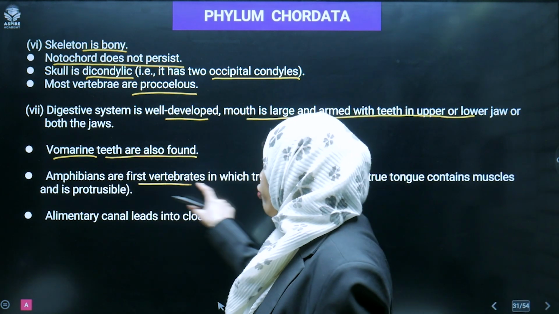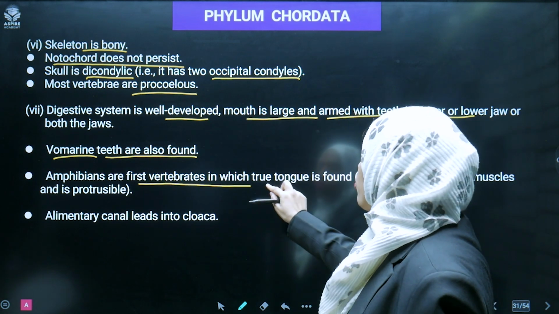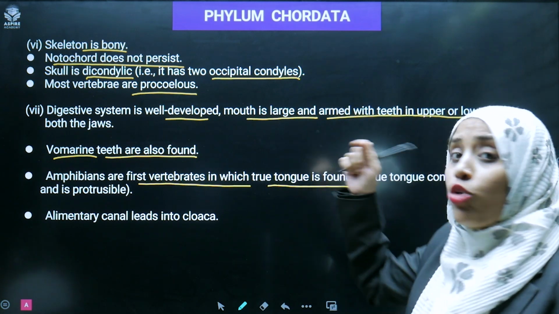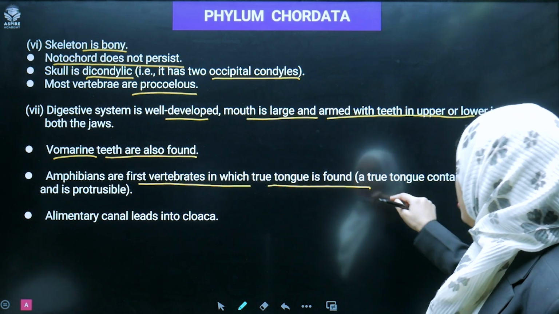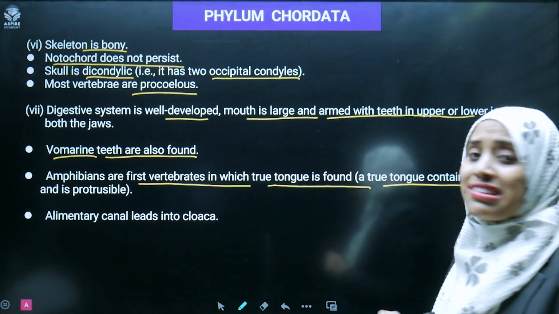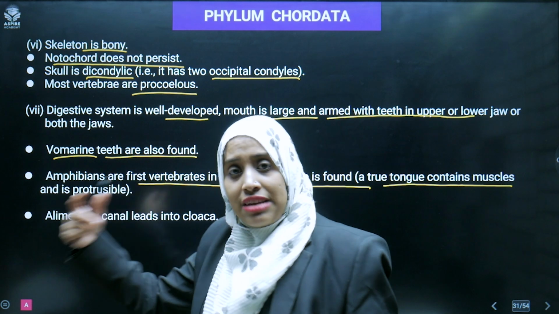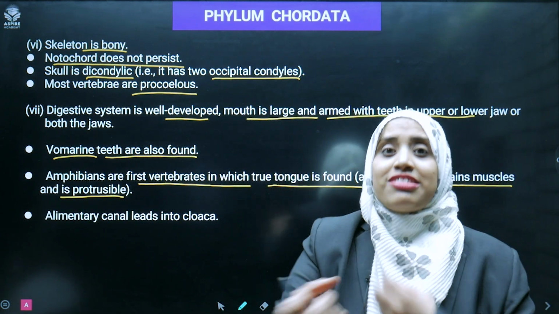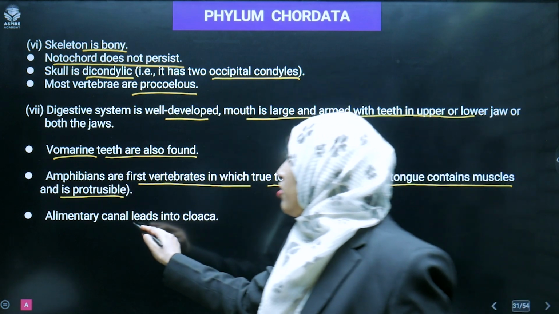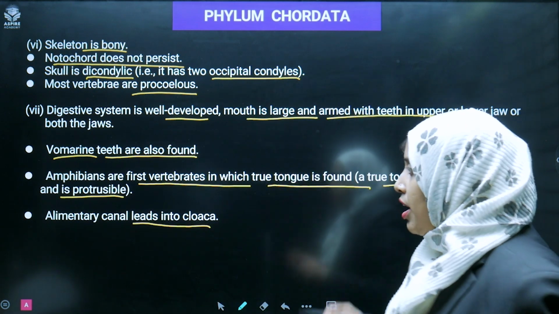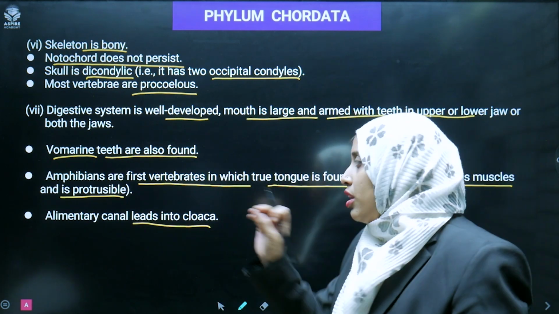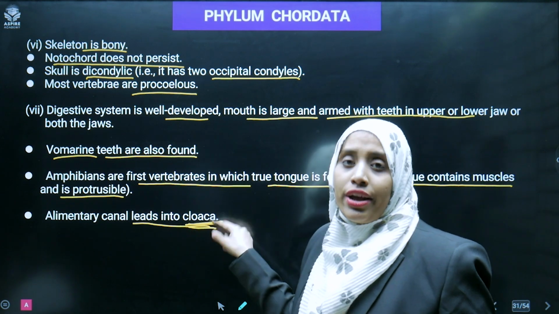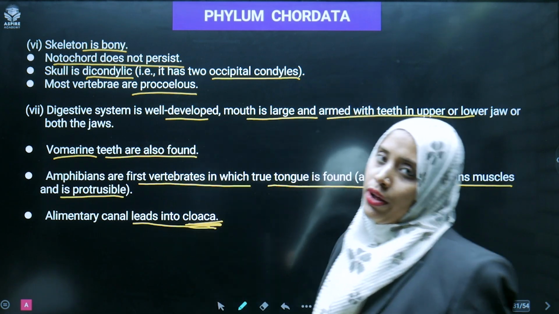And amphibians are the first, ठीक है, vertebrate in which true tongue is found. Tongue जो सबसे पहली बार appear हो रहे हैं वो amphibians में. ठीक है? The true tongue contains muscles and it is protrusible. Means the tongue, as we know, frogs का tongue extend भी हो सकता है. ठीक है? Alimentary canal leads to cloaca. Alimentary canal ends at cloaca. The anal part जो है that is cloaca. उसको particular name है that is cloaca.